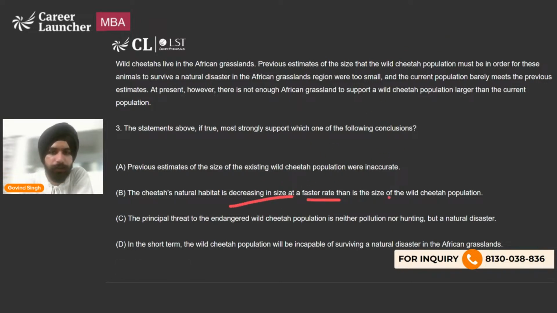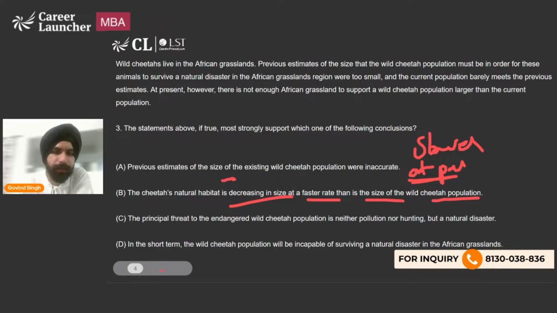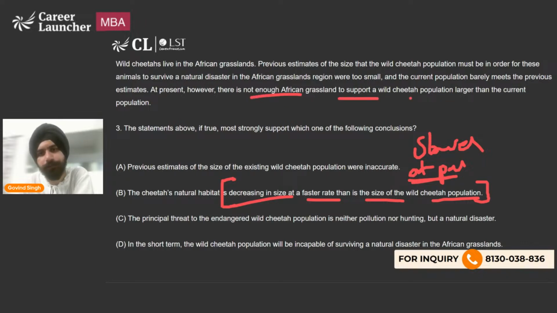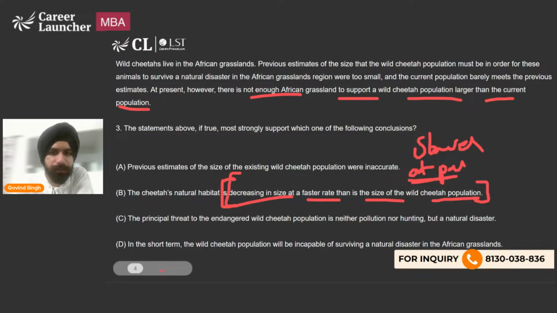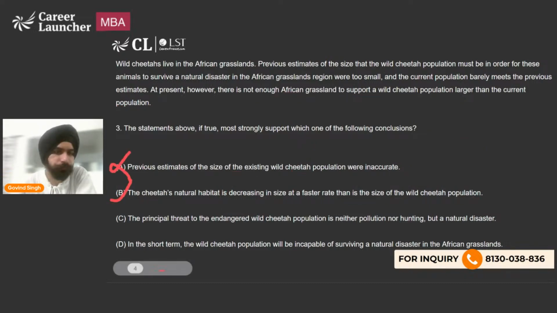Is it decreasing at a faster rate than the size of wild cheetah population, or at a slower rate, or at par rate? We do not have enough information to conclude that किस speed से the habitat is decreasing as compared to the size of the wild cheetah population. We know that अभी जो है सिर्फ wild cheetah population को sustain करने के लिए जितना land है उसके अलावा हमारे पास land नहीं है. The population grows. So is it decreasing in size, or probably the land is staying the same in size and the population is increasing? That could also be the case. So we cannot say this for sure. We cannot support this as a conclusion very strongly.